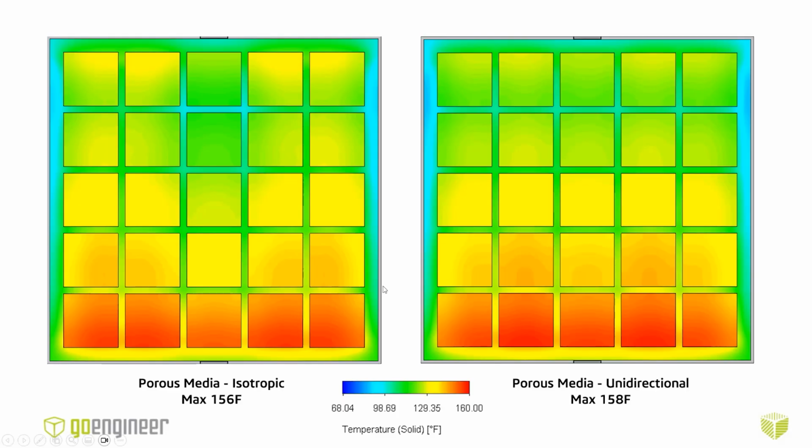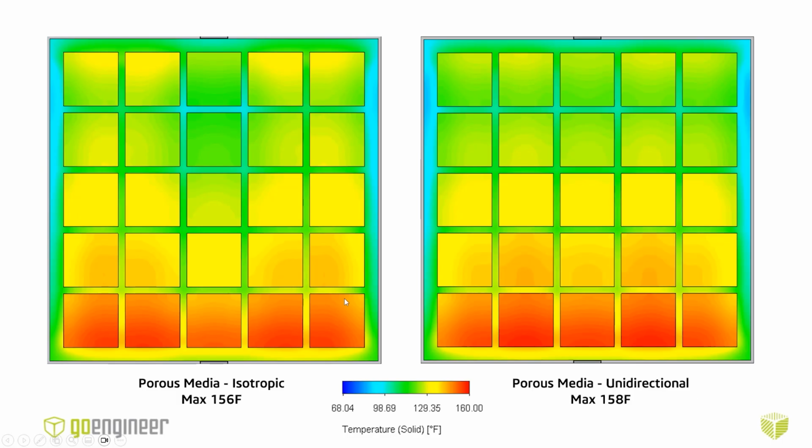Let's take a look at some of the outputs here. So this is replacing the fins with that porous media block with data generated just based off of one column and then extrapolated out. Fairly similar results to what we were getting with the default mesh. Now, what I'm comparing here is isotropic versus unidirectional. Let's talk about what that means.